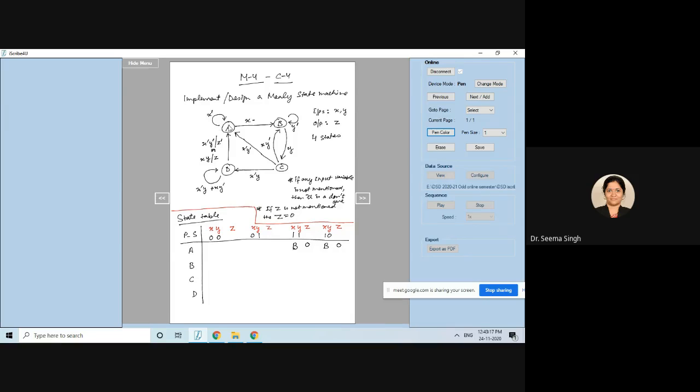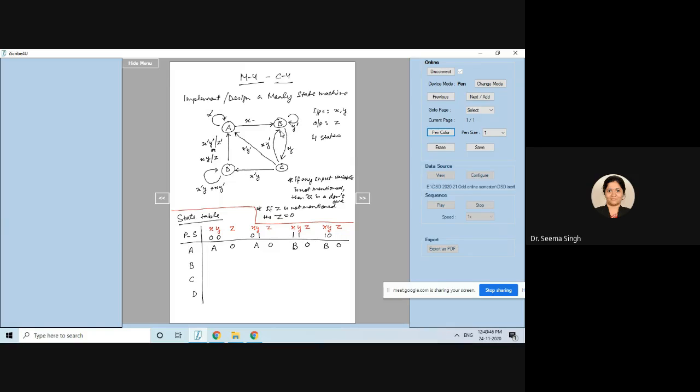Now let us see. A remains at A when X is 0, and Y is again not mentioned. So X is 0 for the first column and second column. Y is not mentioned, which means Y is a don't care, so it will be either 0 or 1. A will remain at A only, and the output is again 0 only.